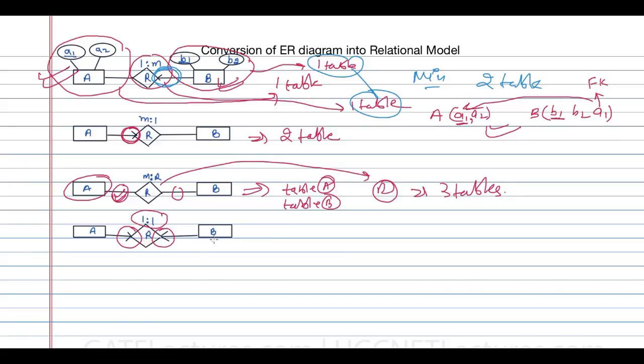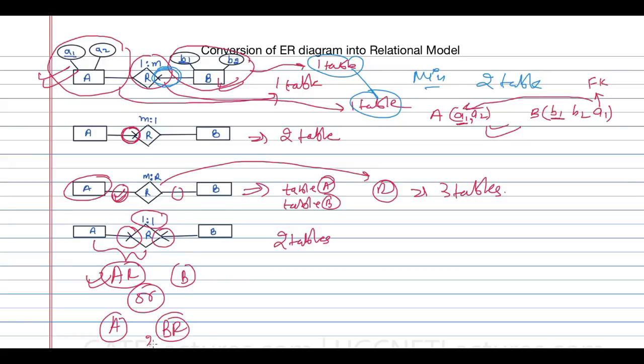Now in this 1-to-1 relationship we are going to require 2 tables. Either you can make the first table by combining A and R, and the second table can be B, or the first table is only A and the second table combines B and R. So we are going to require only 2 tables to convert the following ER diagram to the relation.